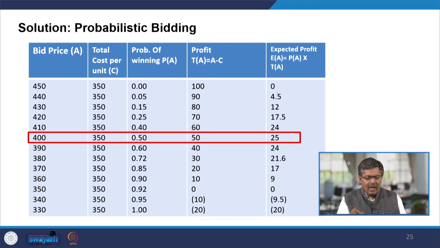Okay. Now, as we go on calculating, we get some negative values, which are in parenthesis or brackets, meaning negative values. We can see that when the bid price is 400, the total cost is 350, the probability of winning is 50%, the profit is 50, and the expected profit is the maximum. So, the company can achieve a maximum profit at this point.